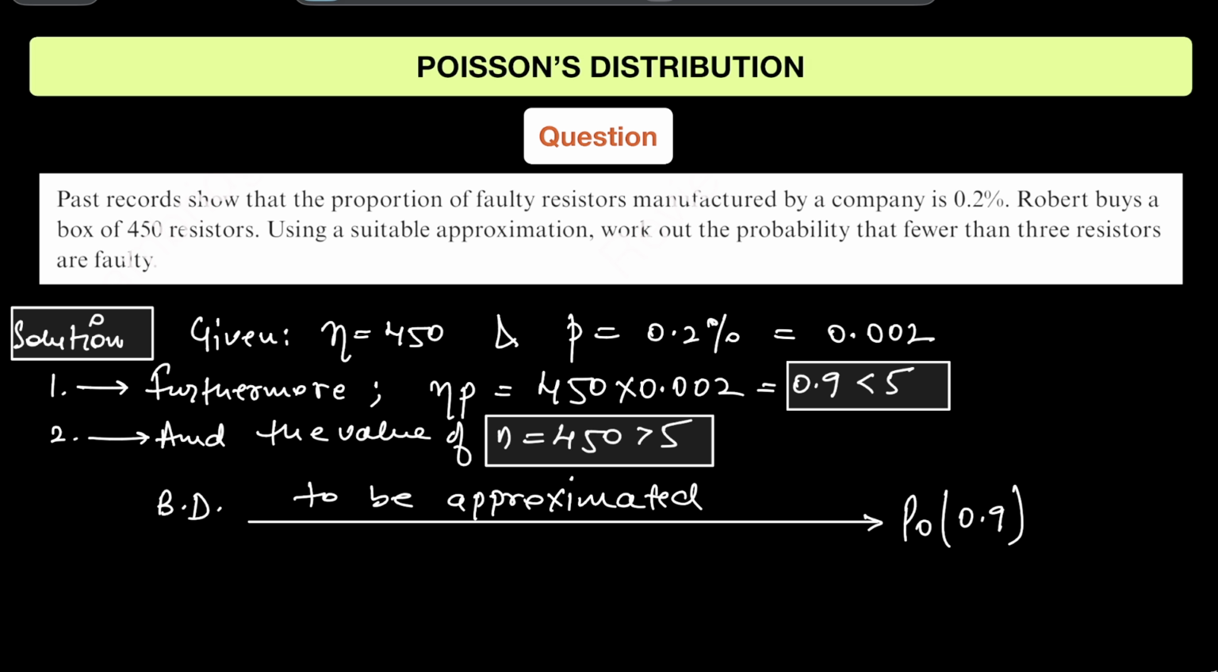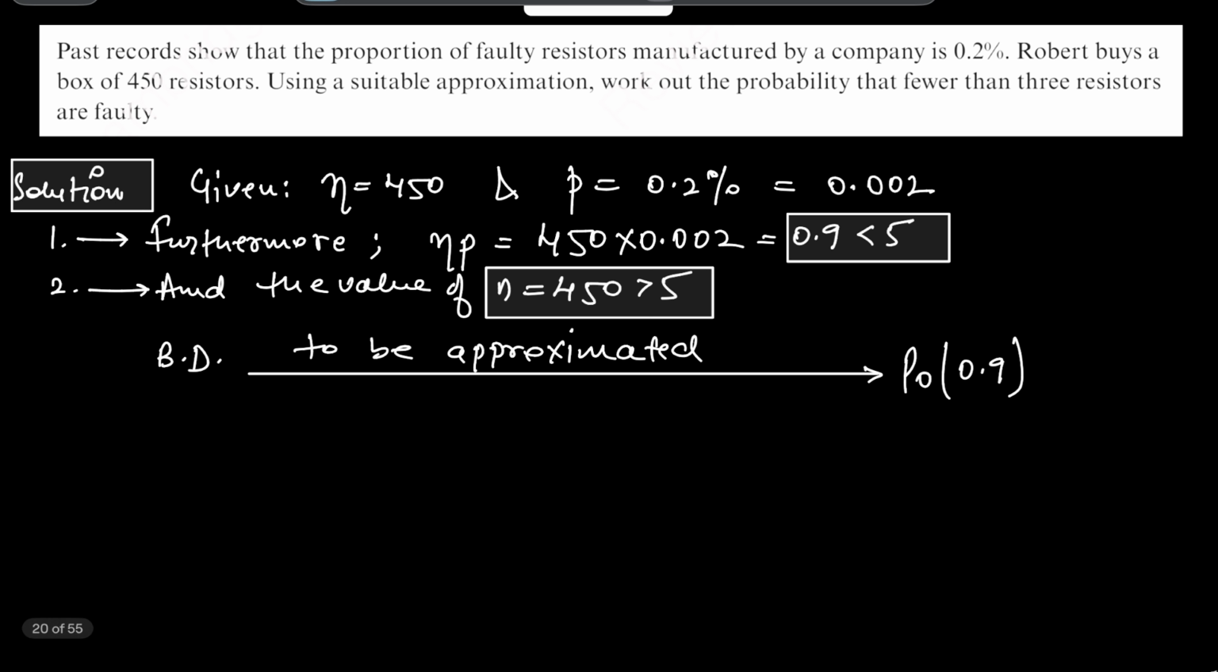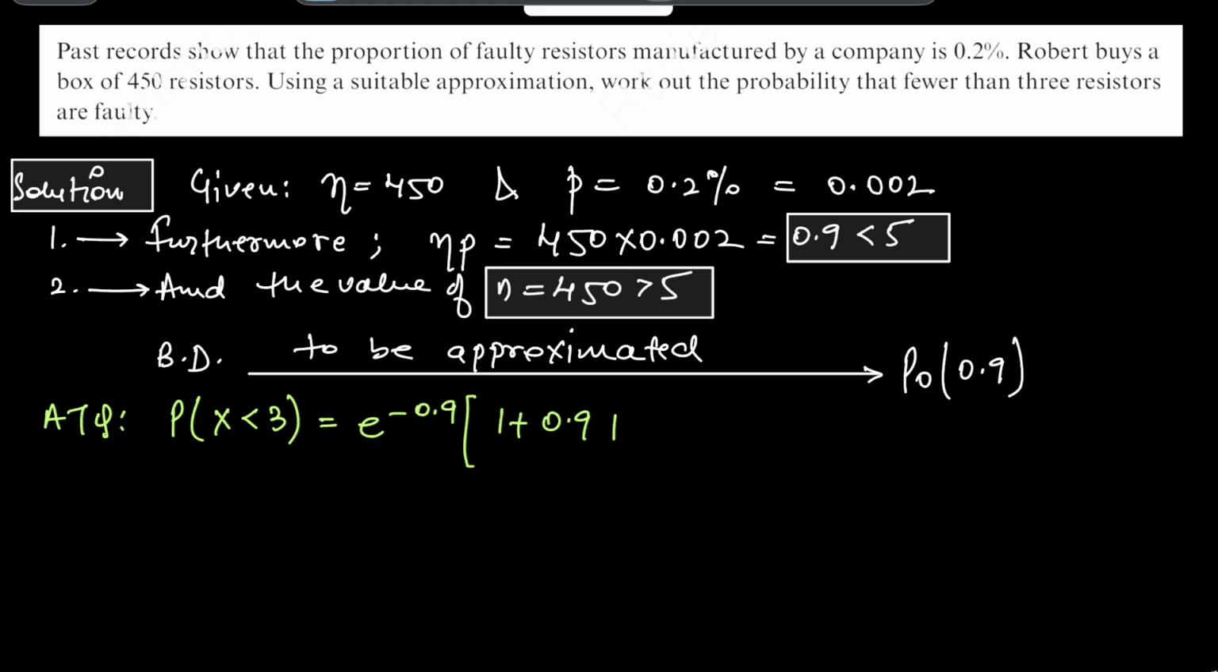Okay, so now if we read the question again, the question says using the approximation, work out the probability that fewer than 3 registers are faulty. So according to the question, the probability to be found is for fewer than 3 registers being faulty. So fewer than 3 actually means e raised to the power minus 0.9 times 1 plus 0.9 plus 0.9 squared over 2 factorial, which is 2 only.